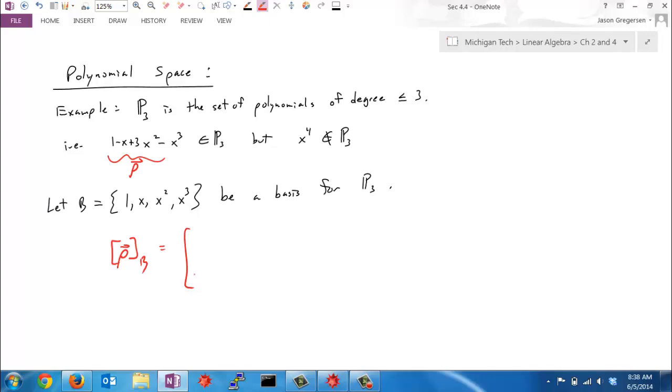How many 1s am I going to use to make this polynomial P? Just 1. How many x's do I need? Negative 1. How many x squareds do I need? 3. How many x cubes do I need? Negative 1. So this right here, these are the coordinates to this vector.